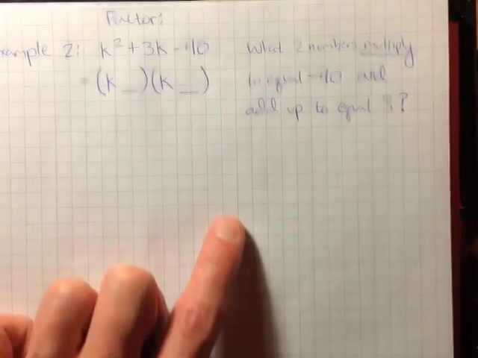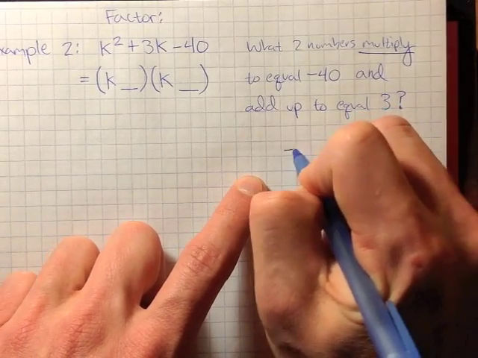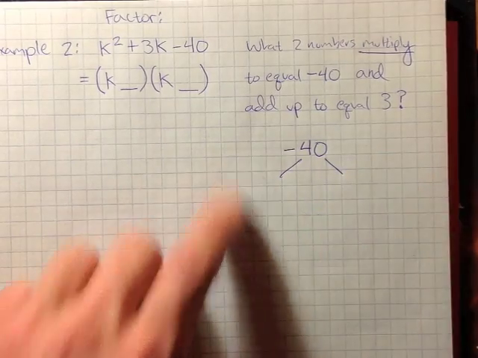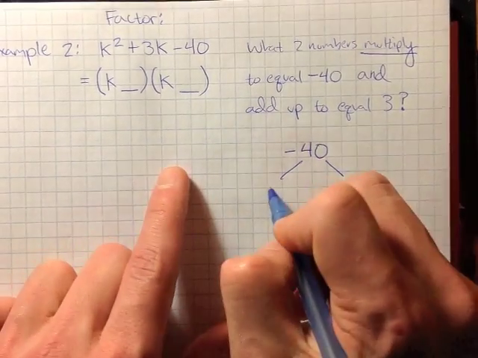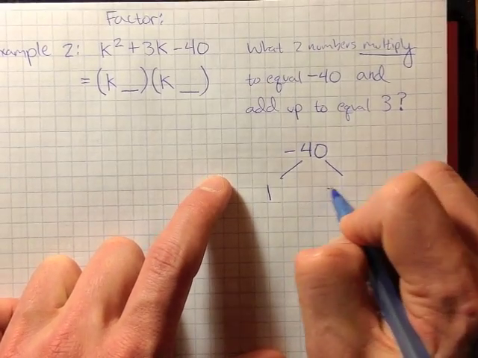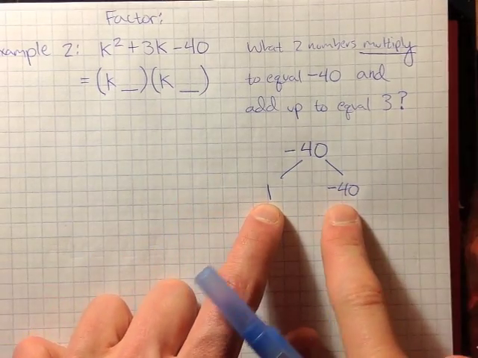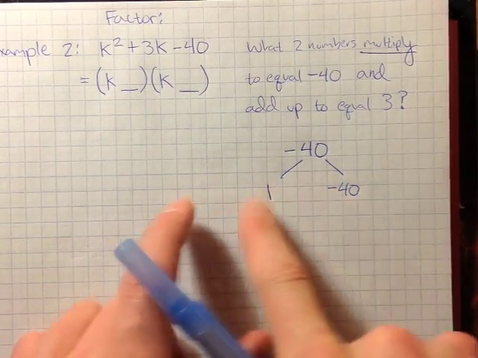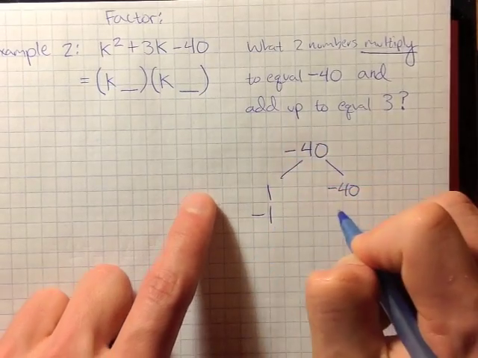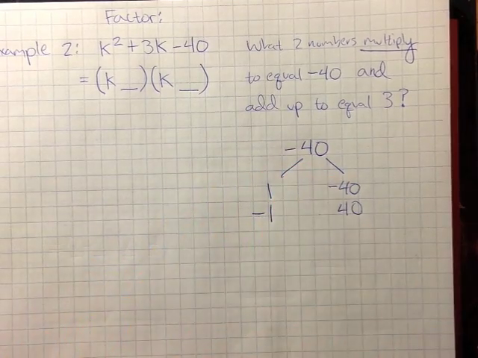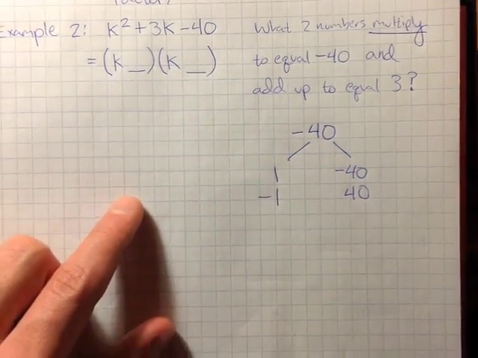The way that we're going to find that is make a list of factor pairs of negative 40. Let's see, 1 times negative 40 would work. If 1 times negative 40 works, then what if we just switch the signs? What if negative 1 times positive 40? That would also multiply to equal negative 40. What else? Let's just go up.